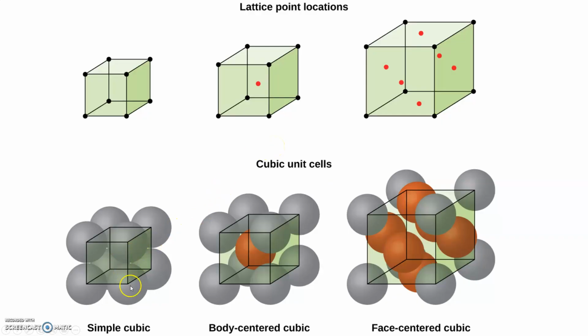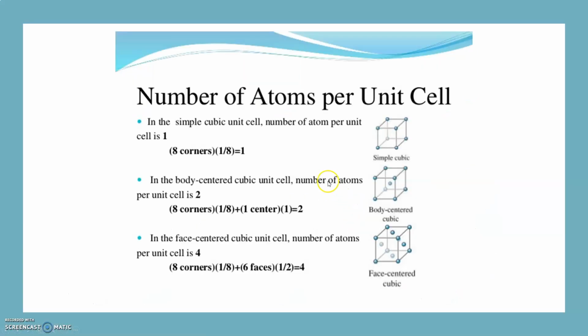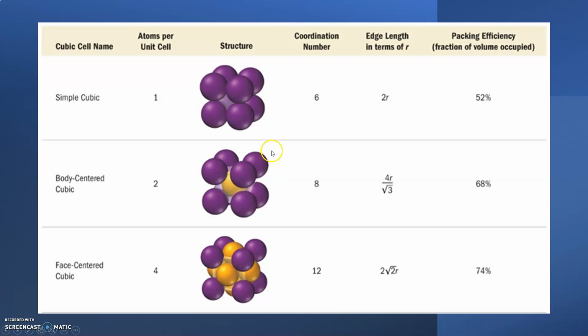Here you can see the simple cubic, the body-centered cubic, and the face-centered cubic cells. The number of atoms per unit cell can be calculated. For example, in a simple cubic, you have one atom in every corner, but only one eighth of each atom is in this cell. So if you have 8 atoms and every one provides only 1/8, you have in all one atom.